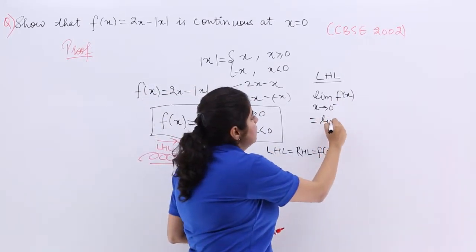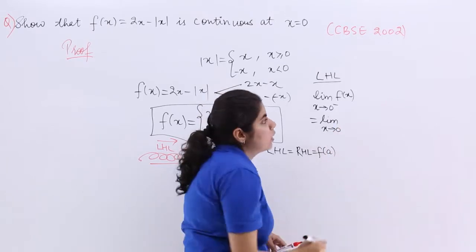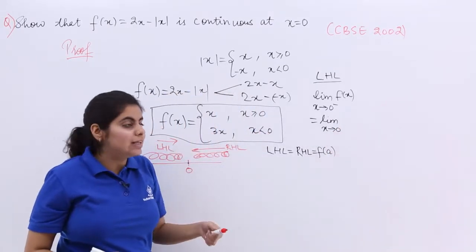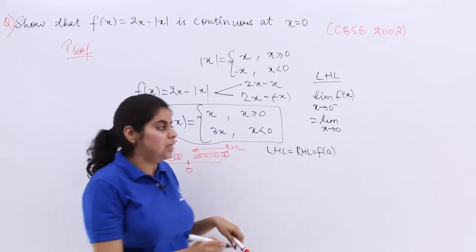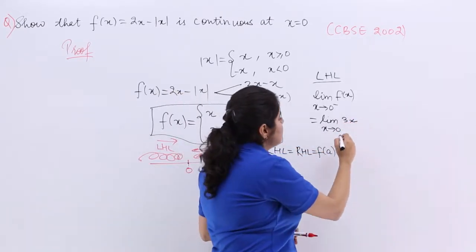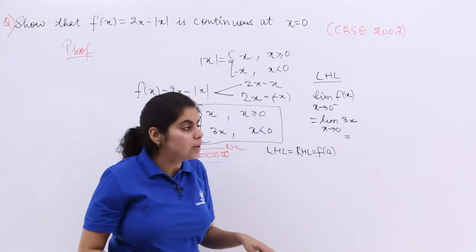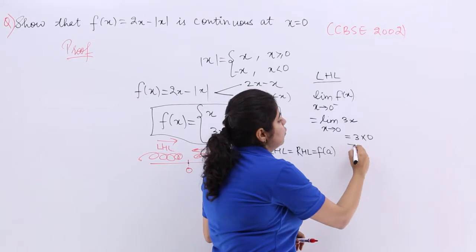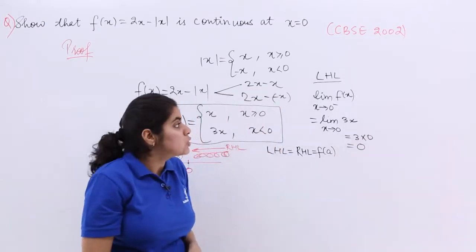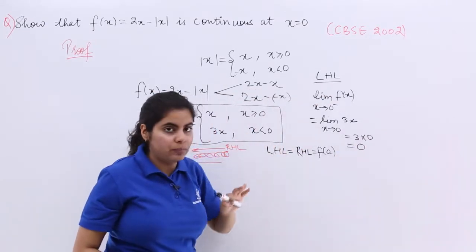That is about the left hand limit. Now what is the limit as x tends to 0? When I have to directly put the function, I don't need to write negative here. It is 3x. And simply I can now directly put this value 0. So it is 3 multiplied by 0, and 3 times 0 is 0. So the answer to LHL is 0.